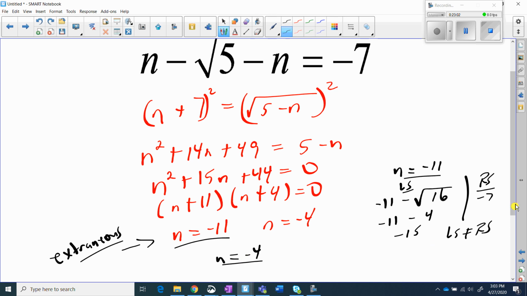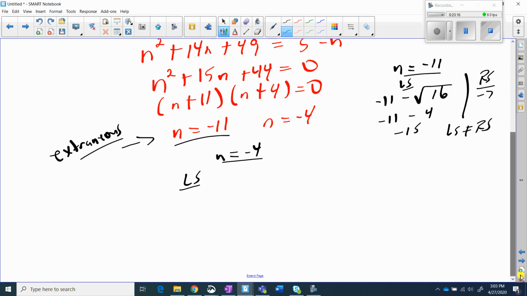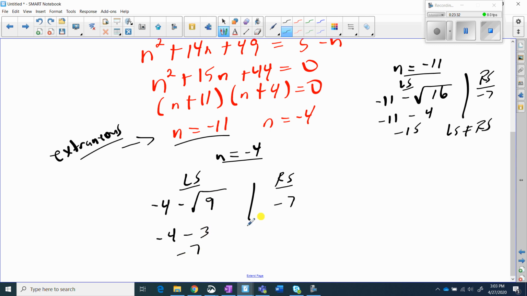All right, left side is equal to, back to the original, so it's n minus the square root of 5 minus that number, which will be 9. And the right side is negative 7. Negative 4, take away the square root of 9 is 3. Negative 7, that one works. So there is my solution this time. Negative 4. Negative 11 turned out to be extraneous.